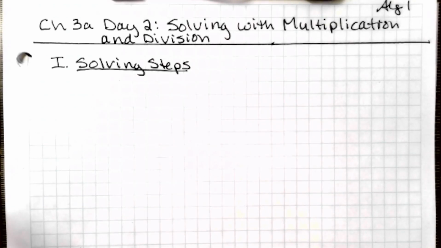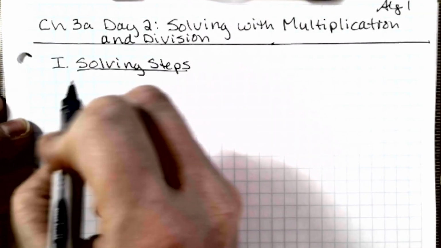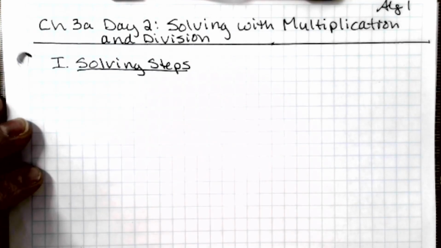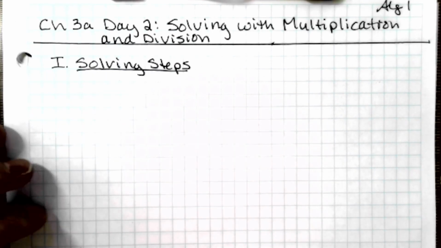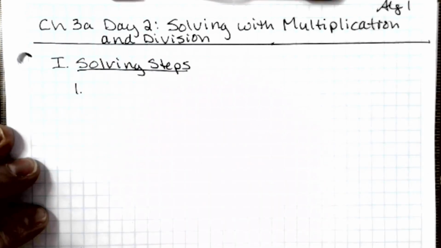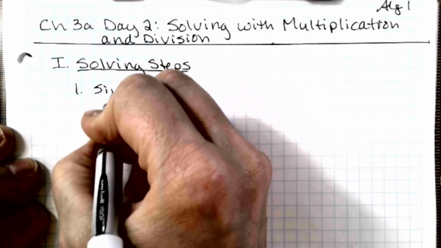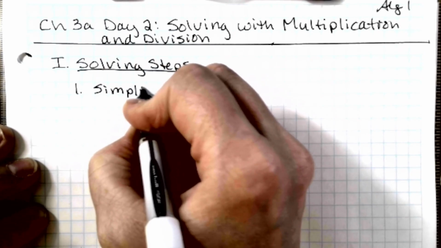Hello, this is day 2 of our solving unit, solving with multiplication and division. The solving steps for multiplication and division fit into the solving steps that we learned yesterday. And if you want to see the solving steps completely written out, you'll need to check the notes from yesterday for the complete version. But for the simplified version, the solving steps start with a simplify step.